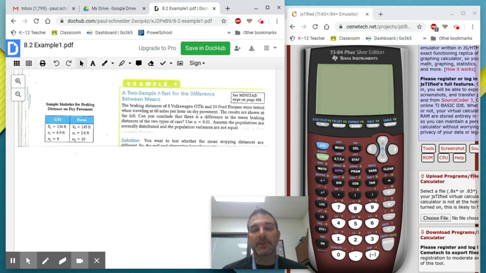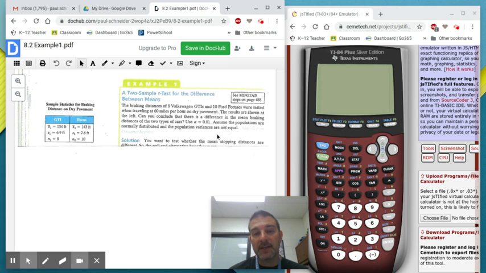Okay, we're going to start with example one. The braking distances of eight Volkswagen GTIs and 10 Ford Focuses were tested when traveling at 60 miles per hour on dry pavement. The results are shown over here. Can you conclude there is a difference in the mean braking distances of the two types of cars? Our level of significance is going to be 0.01.